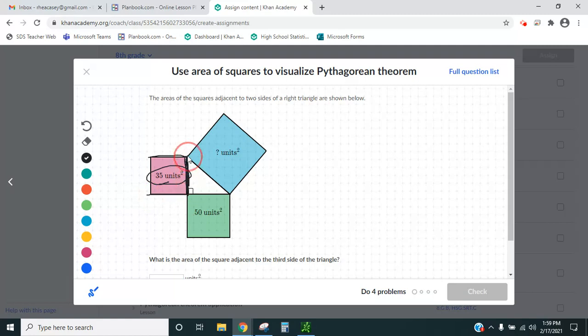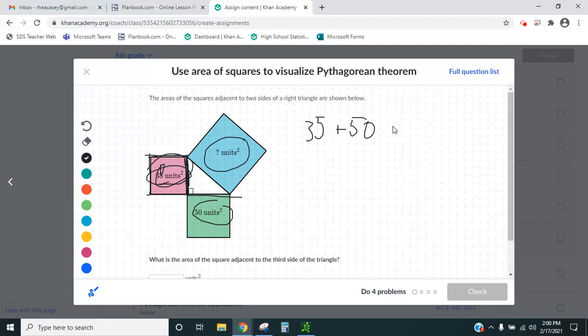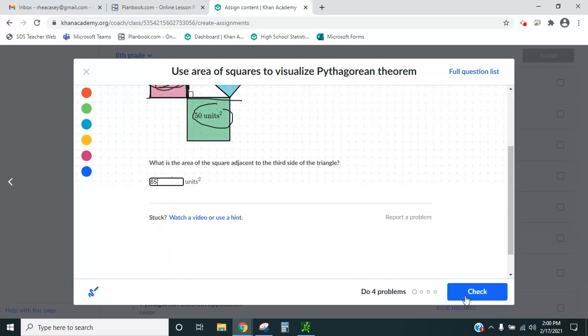So if we made a square that was that same width, or that same length on each side, we'd have 35. Now that means it's already been squared. So we're just going to say 35 plus 50. 35 plus 50 is going to equal this. And it's asking, what is the area of the square adjacent to the third side? Well, that's Pythagorean theorem. We just add these up. We get 85.